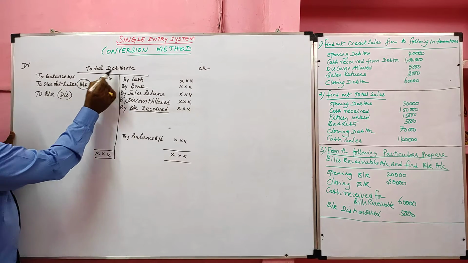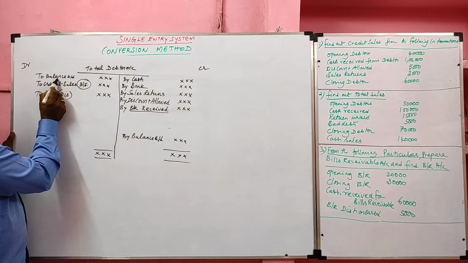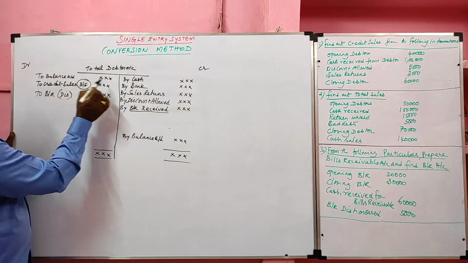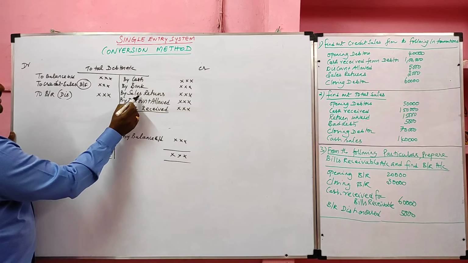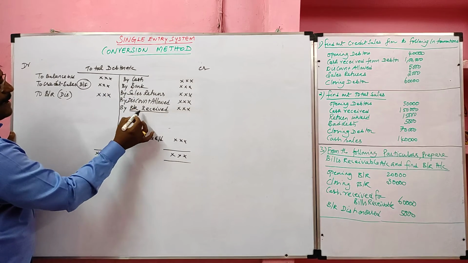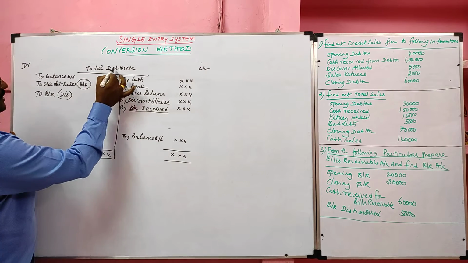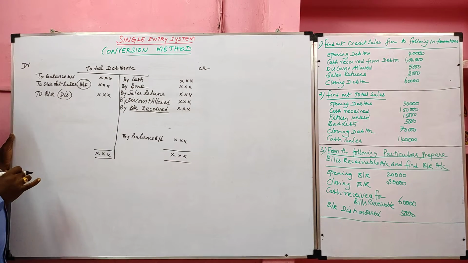Students, in the total debtor account, the debit side starts with the opening debtor, and the credit side ends with the closing debtor. Then credit sales, cash received from debtor, cheque received from debtor, sales return, discount allowed to debtor, BR received credited to the total debtor account, BR dishonored debited to the total debtor account.